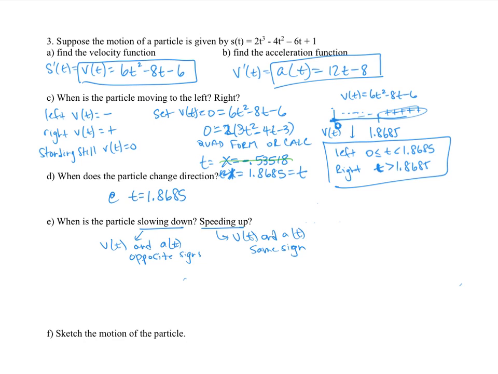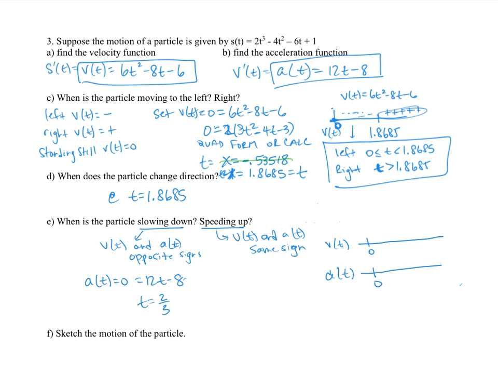And again, I like using the number line method. But before we do that, we need to find when a of t equals 0 so I can compare a of t. So we set our a of t equation equal to 0, and we get t equals 2/3. So here's what I'm going to do. I'm going to take my v of t, and I'm going to take my a of t, and I'm going to put these on a number line starting at 0 and comparing each.